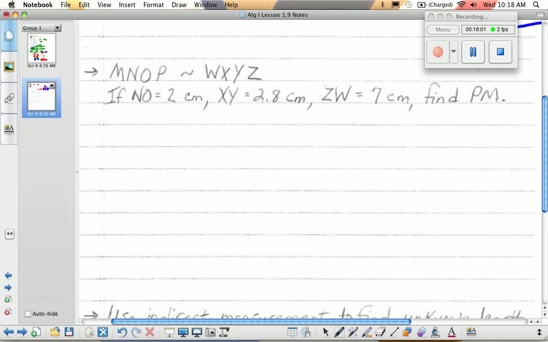We don't know if this is a square, a rectangle, a trapezoid, we have no idea right now. But we do know how to set up a relationship now. We know how to set up corresponding sides, correct? Because it looks like we need to find PM. Well, first of all, let's set up the possible relationships of corresponding sides. So MN corresponds with what? WX. Okay, so the length of MN corresponds with the length of WX. They can be compared to each other. Then we also have NO that corresponds with XY.